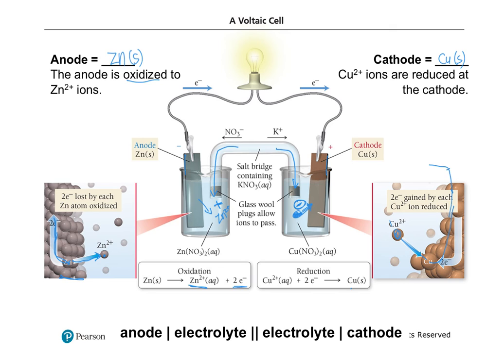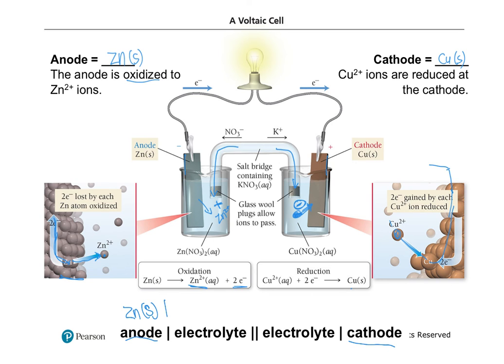The notation we use to identify what's happening in our voltaic cell, so you don't have to write a whole paragraph, is you write the anode and the cathode. Those are going to be on the outsides. These are your solid materials. So I would write zinc here for my anode, zinc solid, and I write a line.